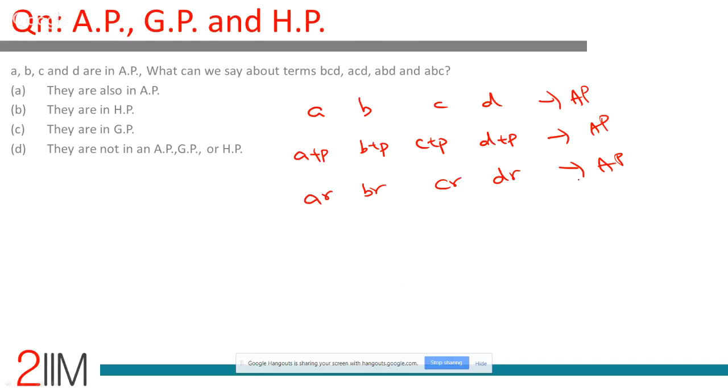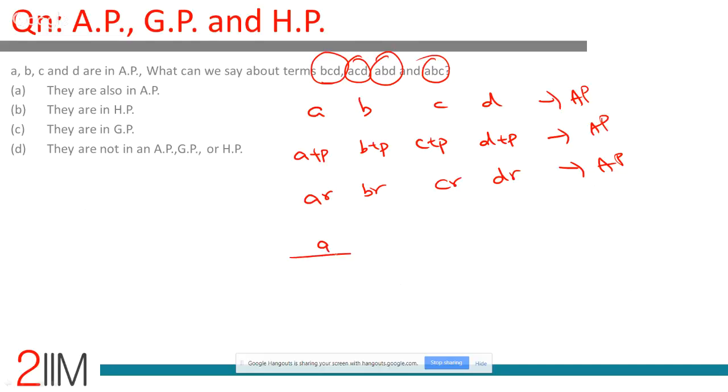Add something to every term of an AP, we'll have an AP. Multiply something to every term of an AP, you'll have an AP. Obviously, if you subtract, you'll have an AP. If you divide, you'll have an AP, as long as you're doing it with the same term. The beauty here, we know that there's an A, B, C, D. We need to have all variables coming in.